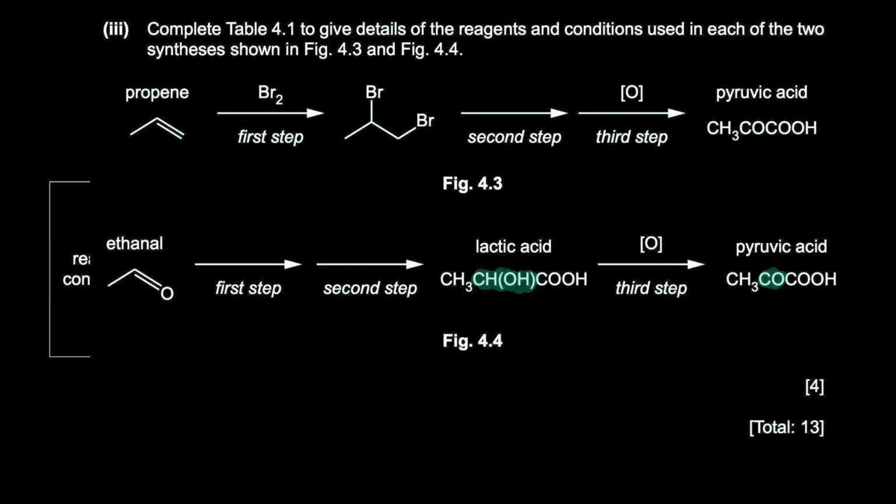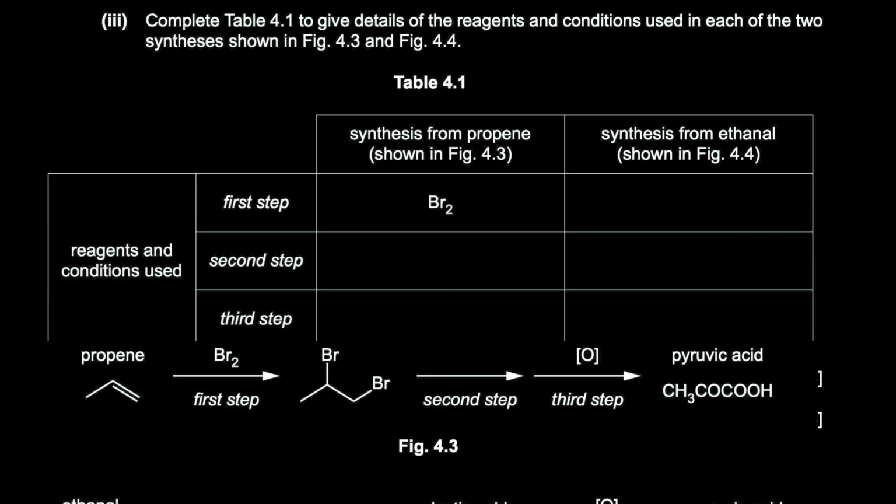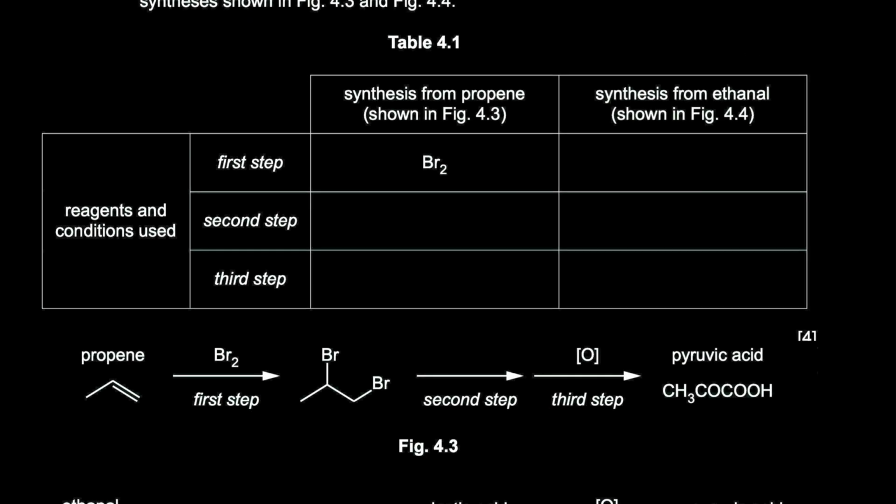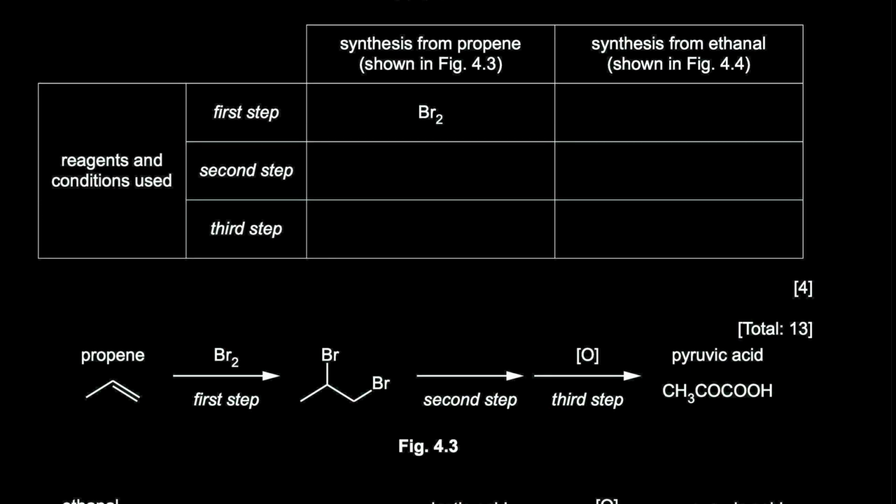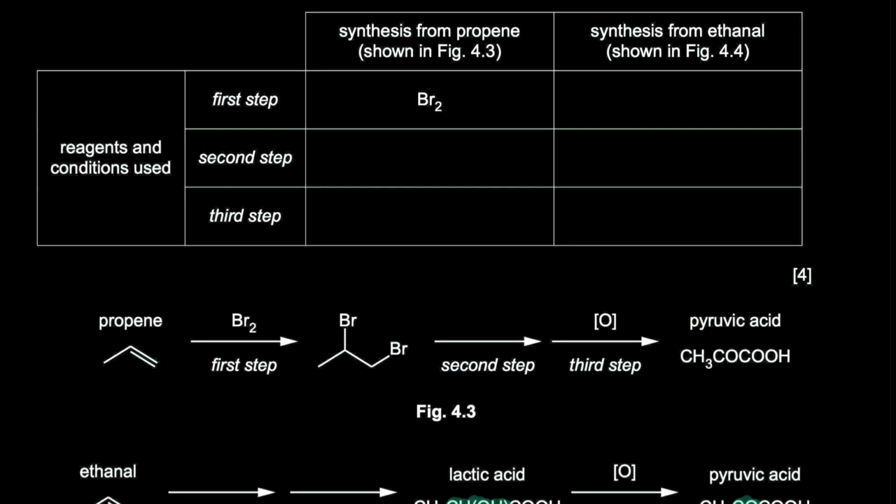Okay, so let's write this down. Let's start with figure 4.3. If we have figure 4.3, what reagent do we need to convert this compound to some compound that we're getting here, and then we end up getting pyruvic acid, right? So what do you think we're doing to this compound before it's oxidized to pyruvic acid?